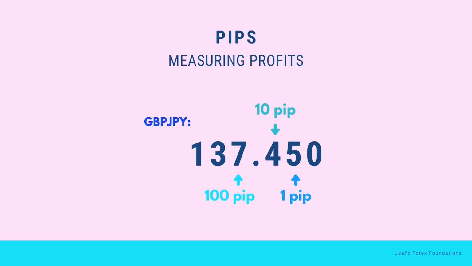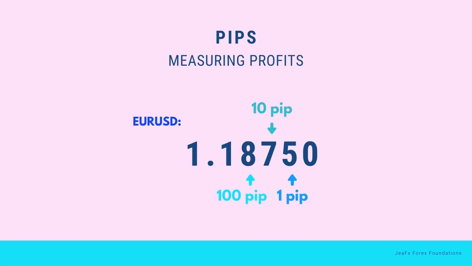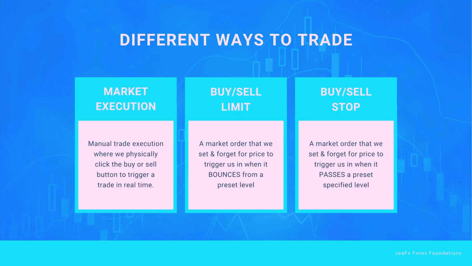Here's an example of a quote. We want to, as the general rule, go to the far right and remove the final decimal, and then we start from there with the 1 pip, the 10 pip, the 100 pip, 1000 pip, and 10,000 pip. However, generally we only need to measure 1, 10, and 100 because past that is very rare and large price movements. Another example here with Euro USD.